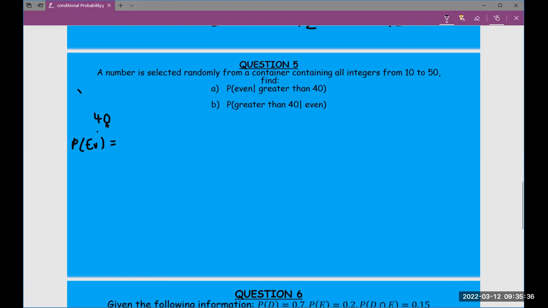From 10 to 50, there's 40 numbers. Are you sure? Even numbers, would it be 16? Repeat. The even numbers from 10 to 50.